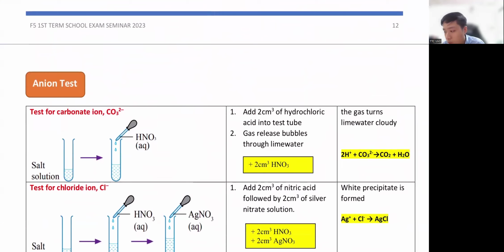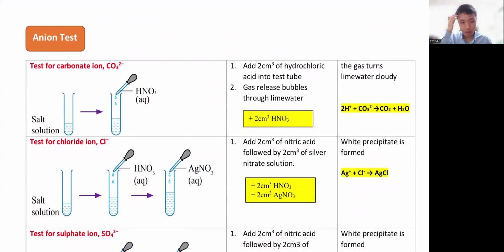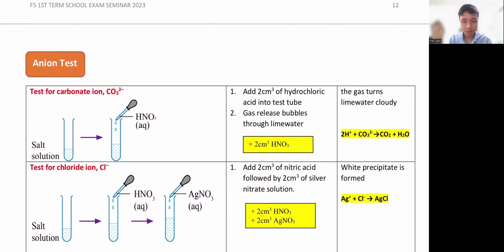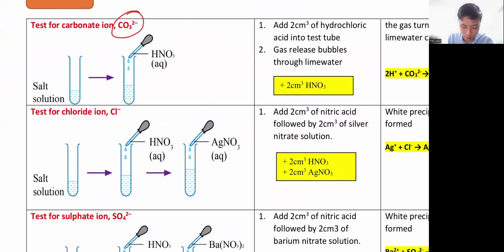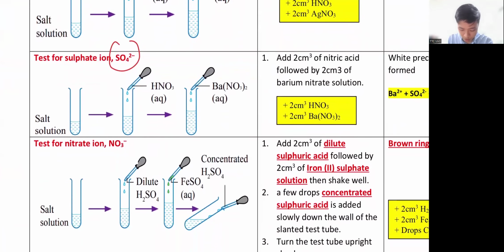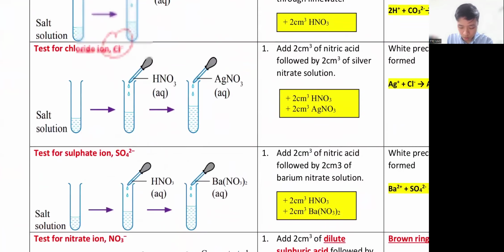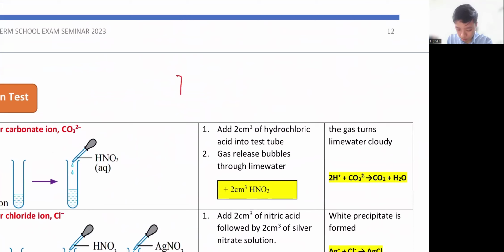We move on to the second last part. I think one of the things most students struggle with is the anion test and cation test, so I must go through that. First, the anion test. You need to remember four ions: carbonate, chloride, sulfate, and nitrate. First of all, I teach you the simplest one.